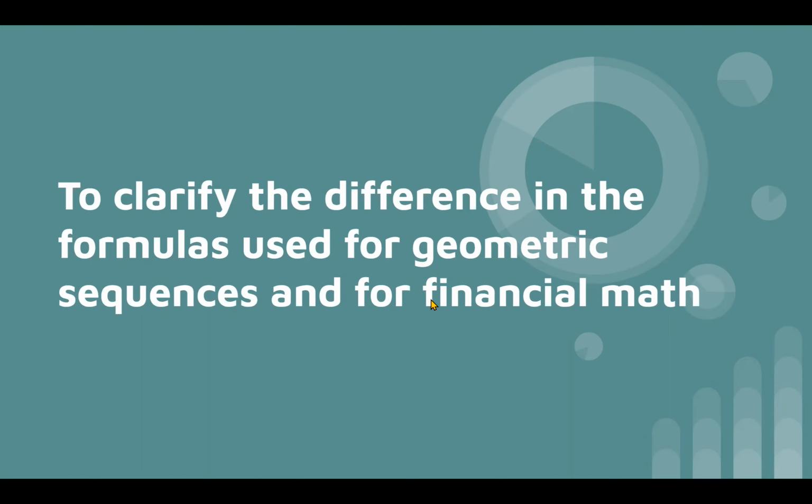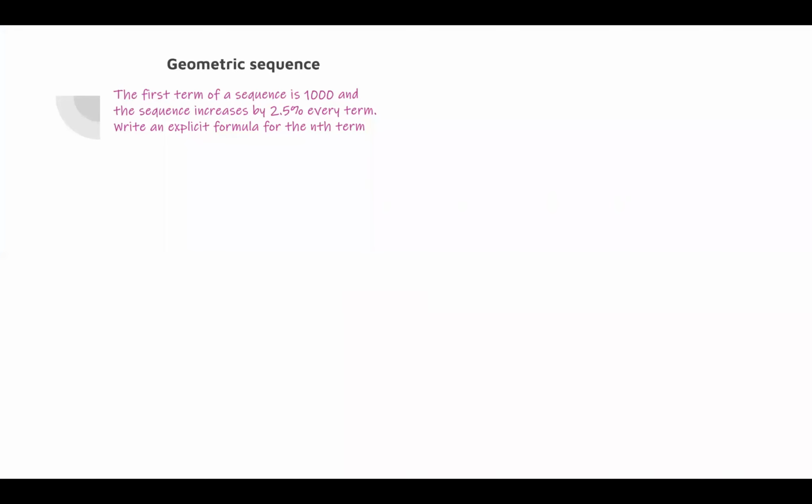This presentation is to clarify the difference in the formulas used for geometric sequences and for financial math. Let's understand this by taking an example. For a geometric sequence, the first term of a sequence is 1000, and the sequence increases by 2.5% every term. Write an explicit formula for the nth term.